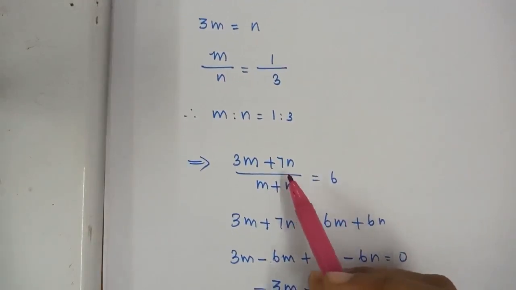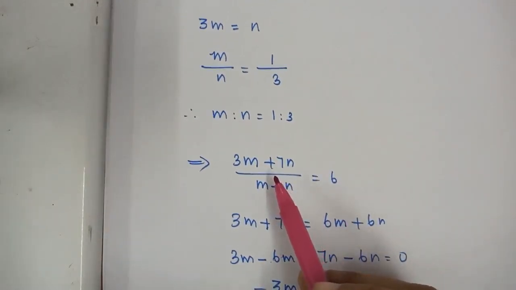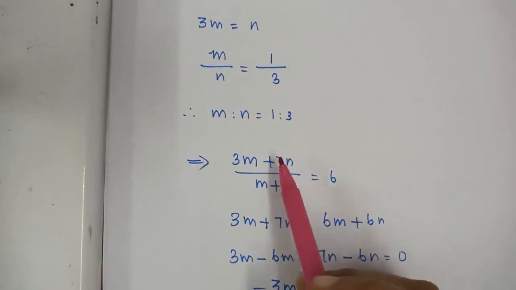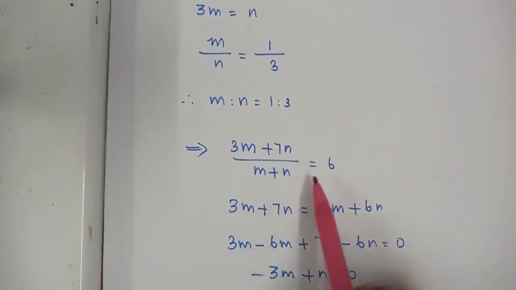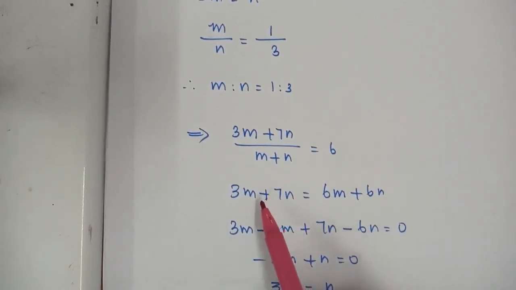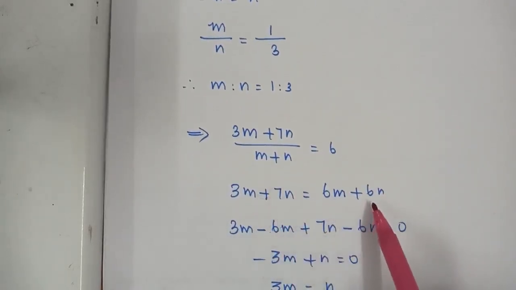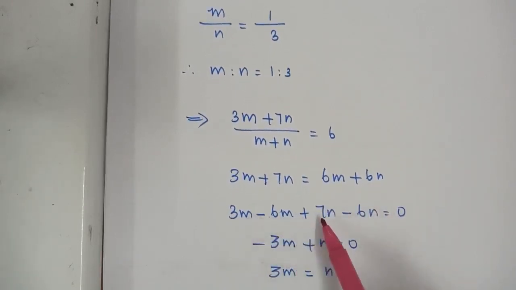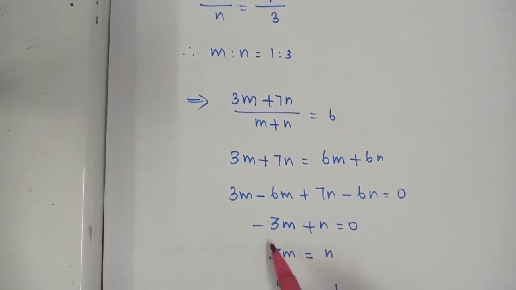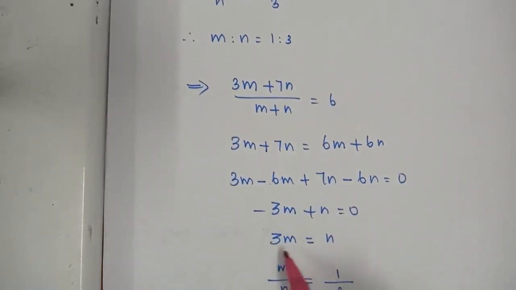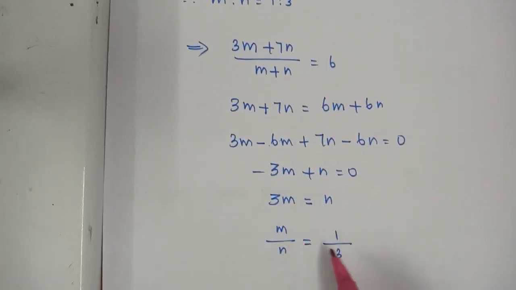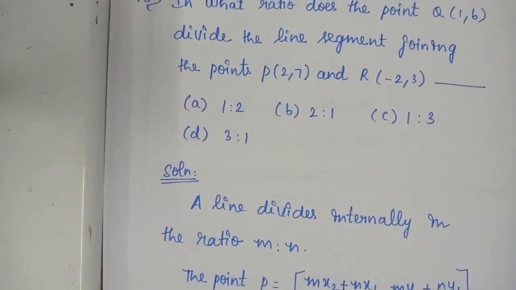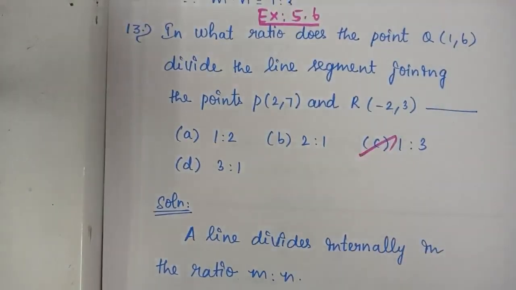Similarly, we can equate the y coordinate, or otherwise the second term, and you get the same ratio. (3m plus 7n) divided by (m plus n) is equal to 6. Cross multiplication. 3m plus 7n is equal to 6m plus 6n. 3m minus 6m plus 7n minus 6n is equal to 0. -3m plus n is equal to 0, because 3 minus 6 is minus 3, 7 minus 6 is 1. So 3m is equal to n. Similarly, m by n is equal to 1 by 3. That is the ratio is 1:3. Therefore, the correct option is option C, 1:3.